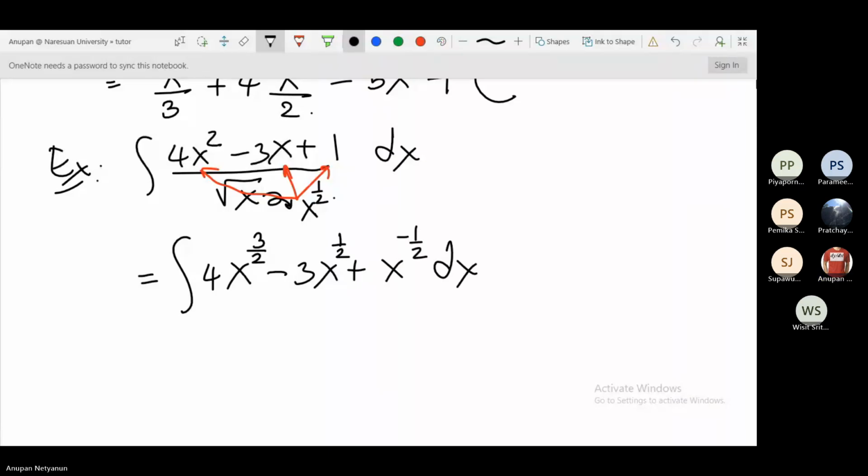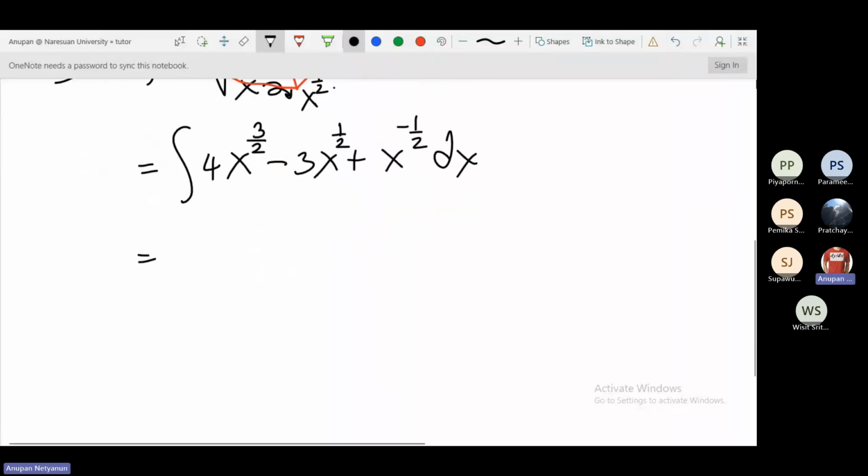Okay. So you can see that the reason why we do this is because every term will be in terms of power of x. So then you can find the integral. Okay. So it's equal to, well, the integral can come out for each term. For this term, 4 is a constant. So I integrate this term.